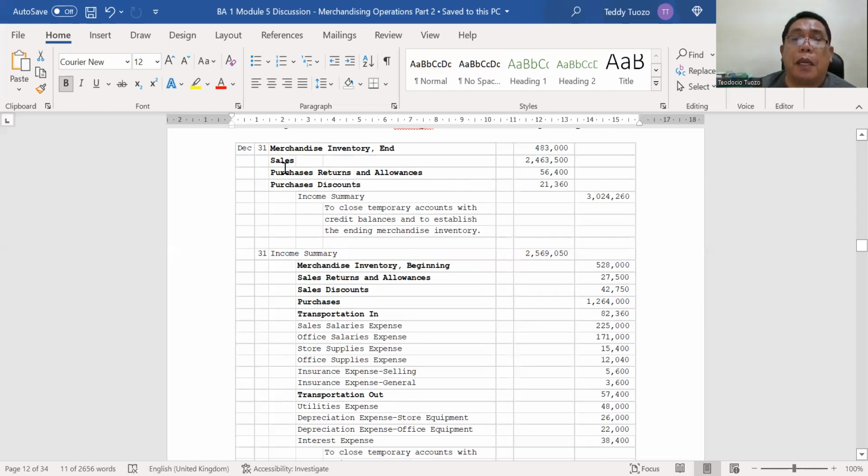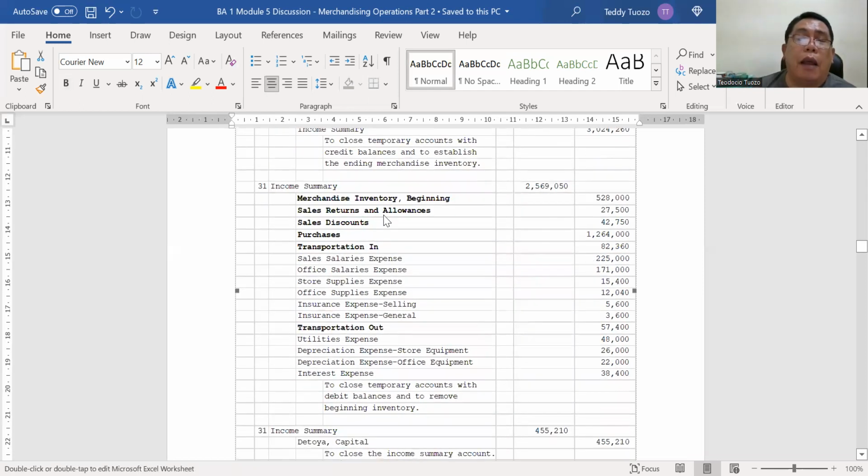So income, remember, is sales and other credit balances. Purchases, returns and allowances of purchases, and discounts are debit balances, plus of course the income summary account. So merchandise inventory, this is a setup. And then for the second part, our debit balances, our expenses, but we have to close also at the same time the merchandise inventory end, which we credit, because the normal balance of the merchandise inventory is debit. So to close it, we need to credit.